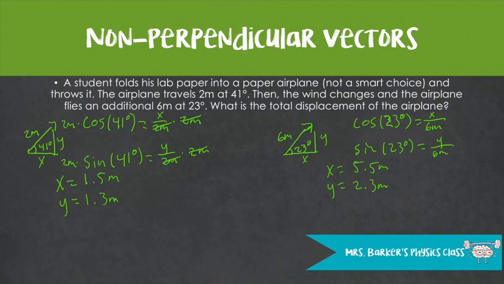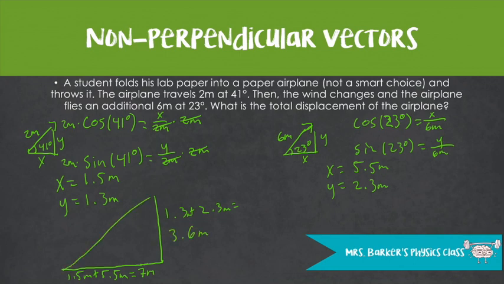Now I'm going to combine my x's. So here I have 1.5 plus 5.5 should give me 7 meters. Going to do the same thing for the y's. So 1.3 plus 2.3 should equal 3.6 meters. And I need to find C. I need to find the total combined displacement.